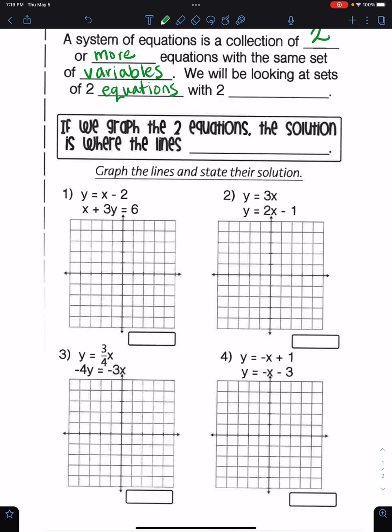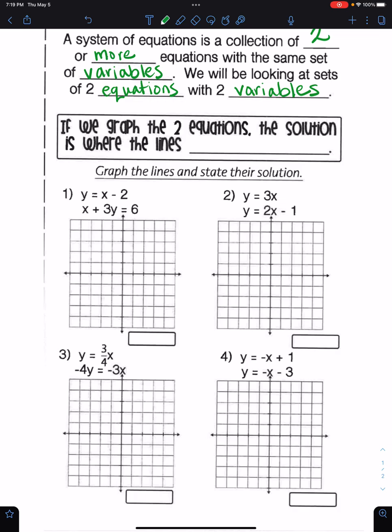Up to this point, we've been solving equations that have one variable. And so it was one equation with one variable. Now we're going to be talking about two equations with two variables. It's possible to solve three equations with three different variables.